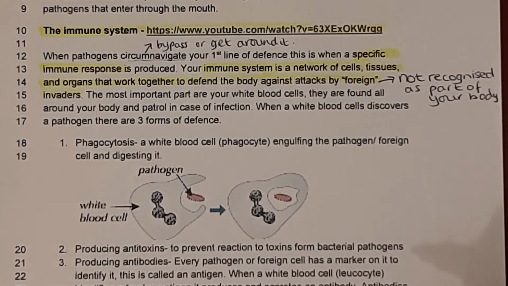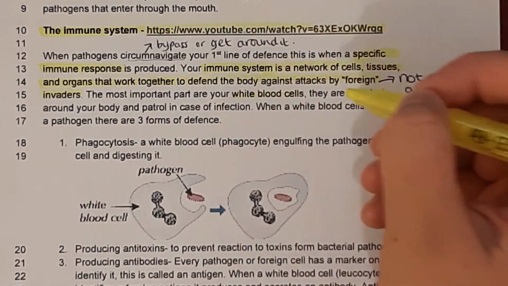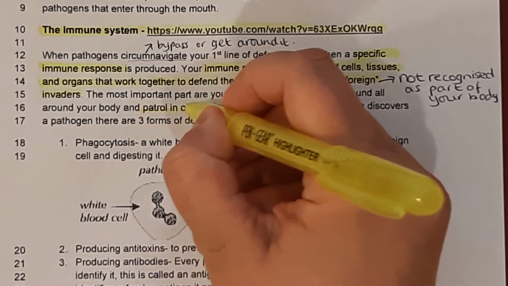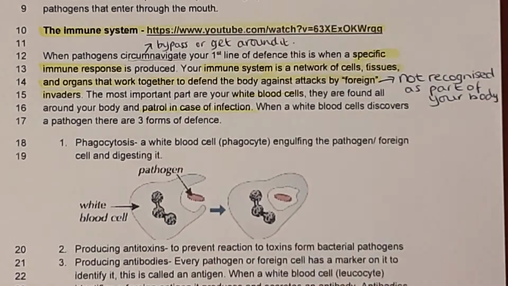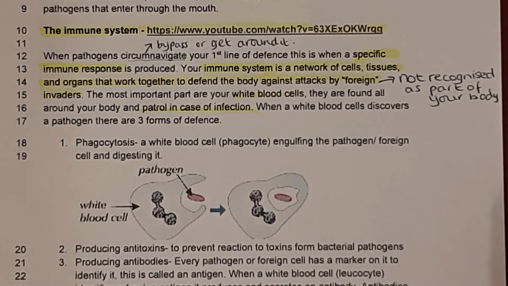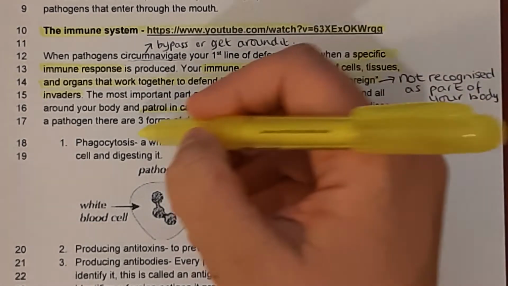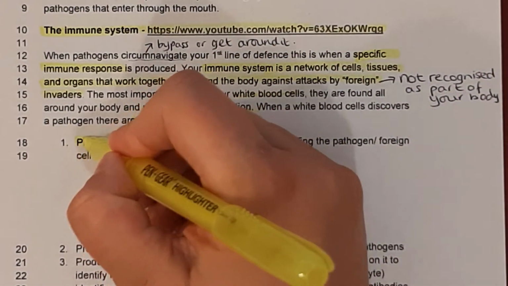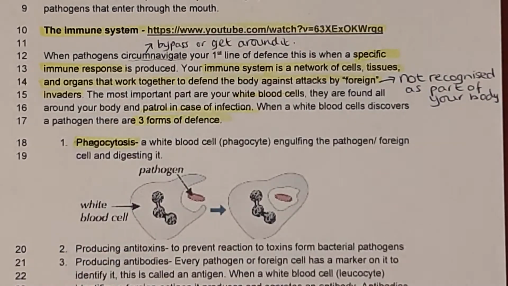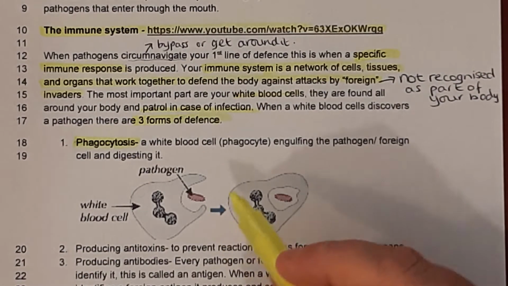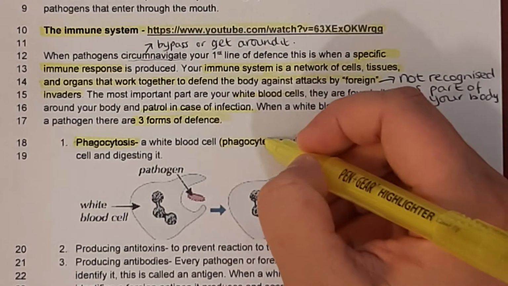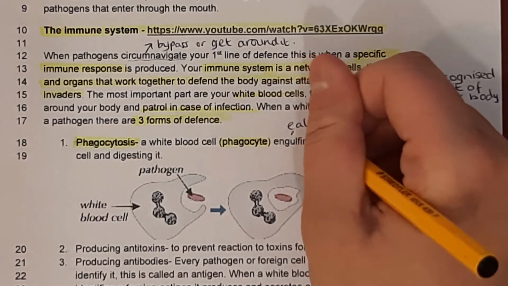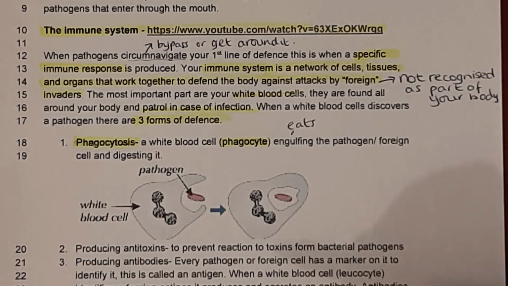So the most important part is your white blood cells, okay, and they're found all around your body and they patrol in case of infection, and they go around in the blood. And when a white blood cell discovers a pathogen, there are 3 forms of defence. First of all, something called phagocytosis, which is when a type of blood cell called a phagocyte engulfs, essentially eats, the pathogen or foreign cell and digests it.